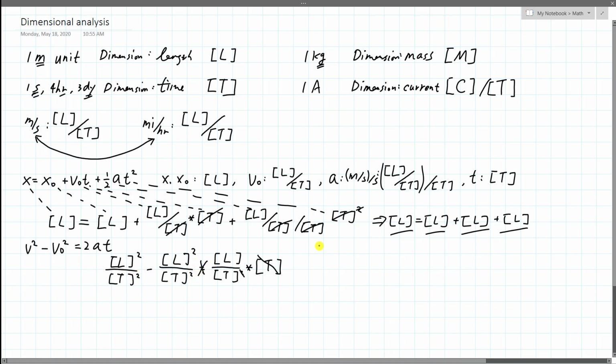Actually, the correct equation looks like this: v squared minus v0 squared equals 2a(x minus x0). So now the x is a length, times the a which already has a length, so it becomes length squared, and a has 1 over time squared, so the result becomes length squared over time squared, just the same as the left side, right? So it's helpful to check units.